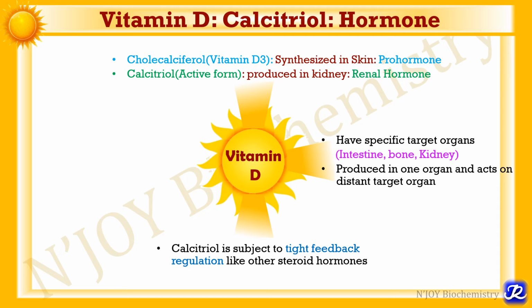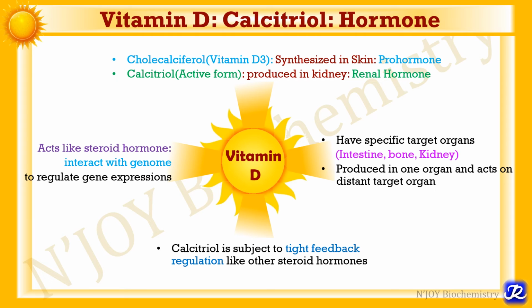Like other steroid hormones, calcitriol is subject to tight feedback regulation, and it acts like a steroid hormone. It interacts with the genome and regulates gene expression. In addition, actinomycin D inhibits the action of calcitriol, and this supports the view that calcitriol exerts its effect on DNA, leading to synthesis of RNA, that is the transcription. These are the various reasons why vitamin D is considered a hormone.